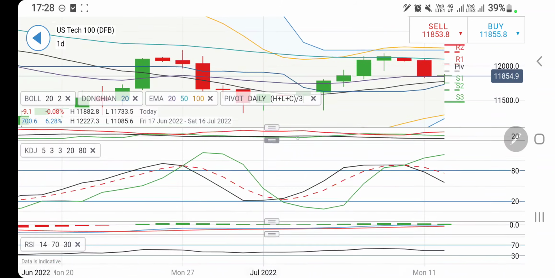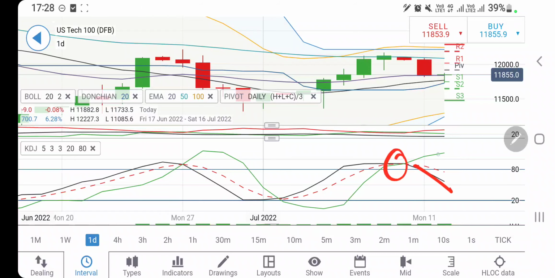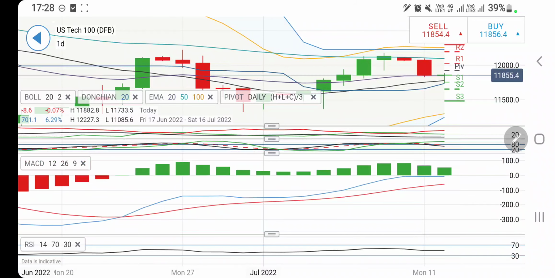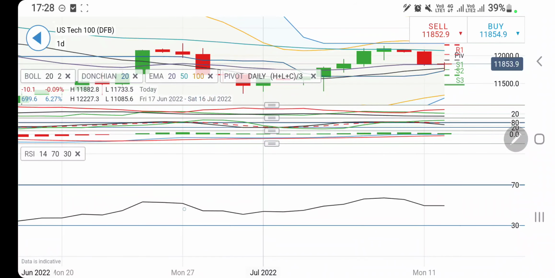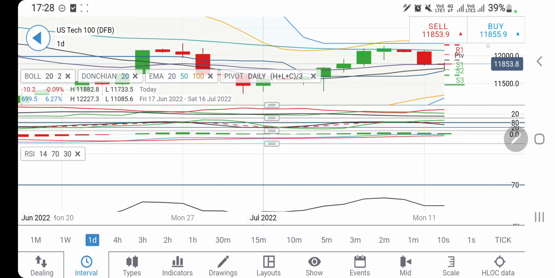Directional movement is bearish. It is divergent. Stochastic was overbought, looking downwards. And if you look at the MACD, this is bullish right now, and it is trying to converge here and narrow a bit. RSI is trading flat.